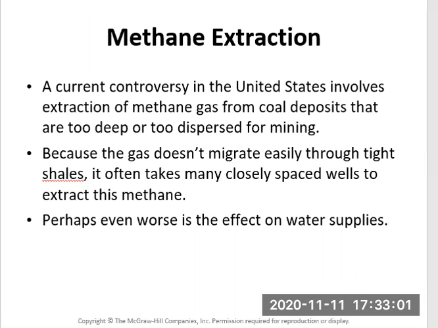Let's now talk about methane extraction. A current controversy in the United States involves the extraction of methane gas from coal deposits that are too deep or too dispersed for mining. Because the gas doesn't migrate easily through tight shales, it often takes many closely spaced wells to extract this methane. In Wyoming's Powder River Basin, for example, 140,000 wells have been proposed for methane extraction.